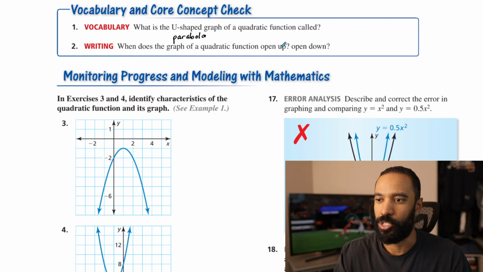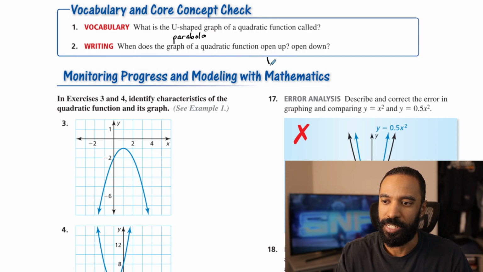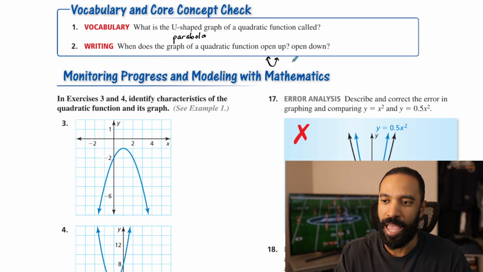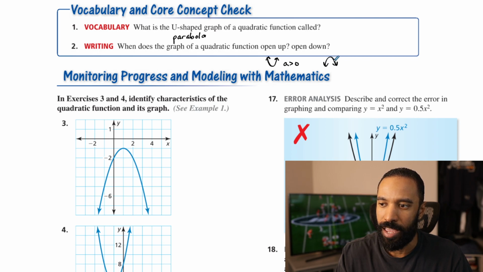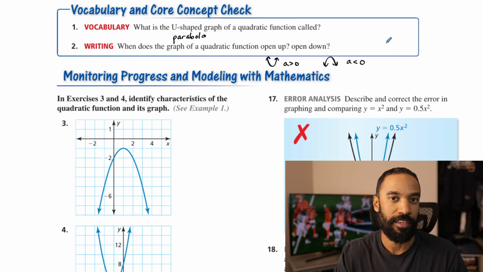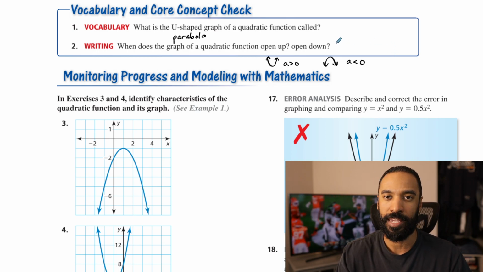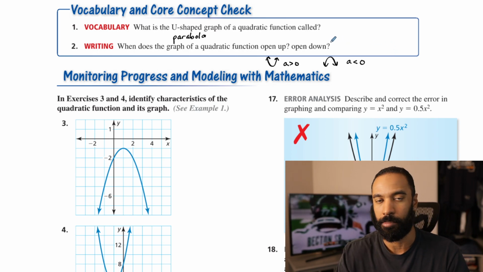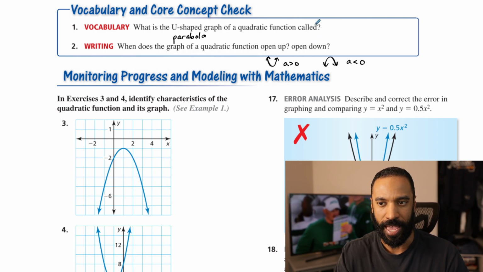When does the graph of the quadratic function open up versus open down? It opens up when your a value is greater than 0, and it opens downward when your a value is less than 0. Basically, if a is positive versus negative, and that's the way to describe it. Remember, a cannot be 0. If it's 0, it's not a parabola, because a multiplies with x squared.